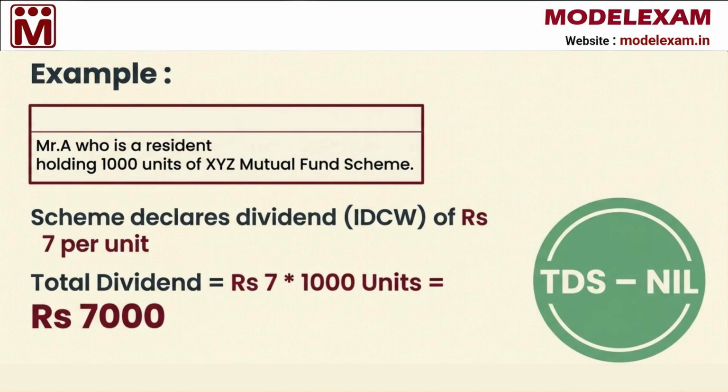Consider Mr. A, who is a resident Indian and holds 1000 units of the XYZ mutual fund scheme. The scheme declares an IDCW of 7 rupees per unit. So the total dividend amount works out to 7 rupees multiplied by 1000 units, which gives us 7000 rupees. Now, since the total IDCW amount of 7000 rupees is below the threshold of 10,000 rupees, no TDS is applicable here. Mr. A receives the full 7,000 rupees without any deduction. TDS is nil in this case.